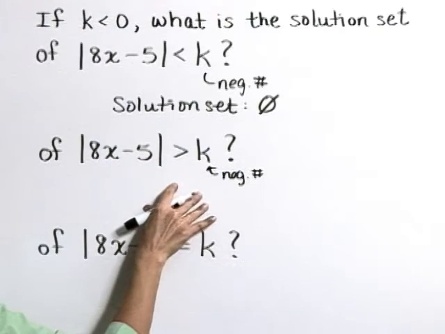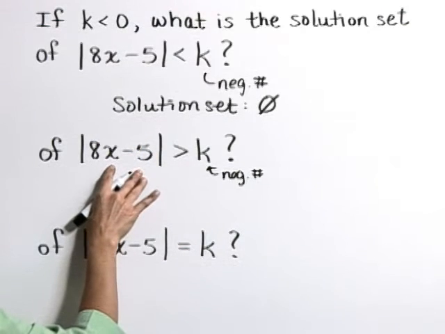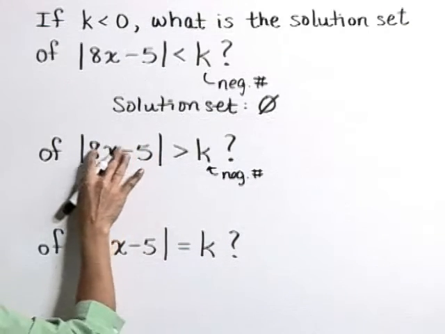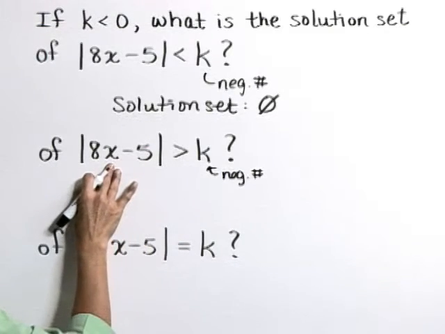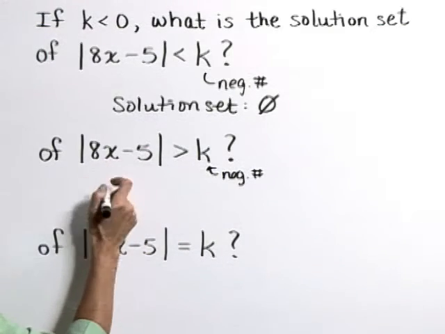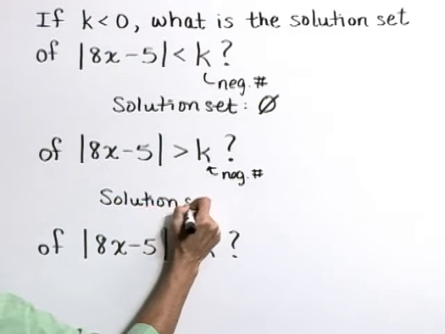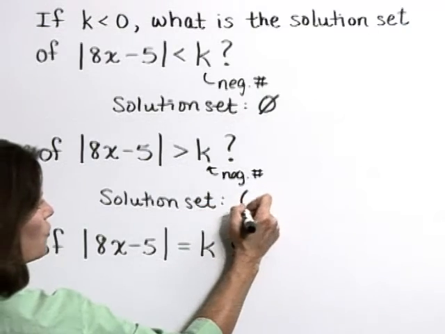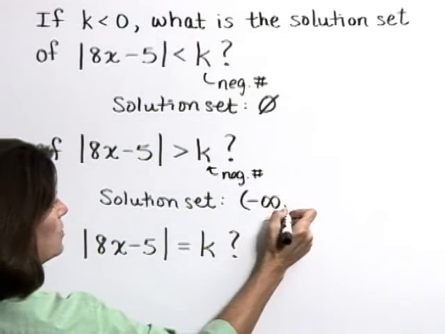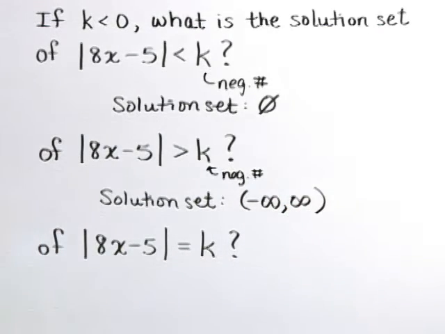Now that's always true because absolute value is greater than or equal to 0. Okay, it's 0 or some positive number. So this is always true for every number that we can substitute in for x. So let's then say that the solution set is all real numbers. We can describe that in interval notation as negative infinity to positive infinity.